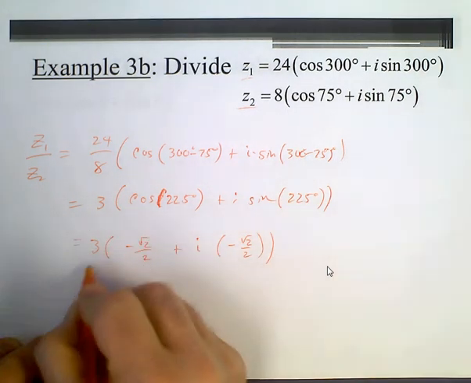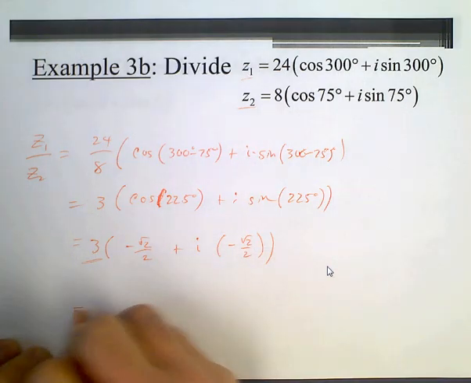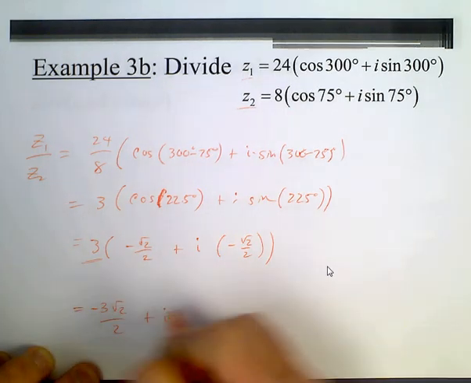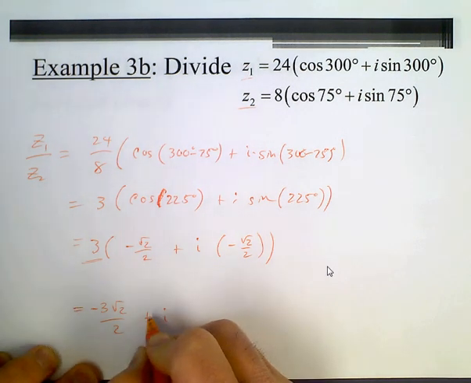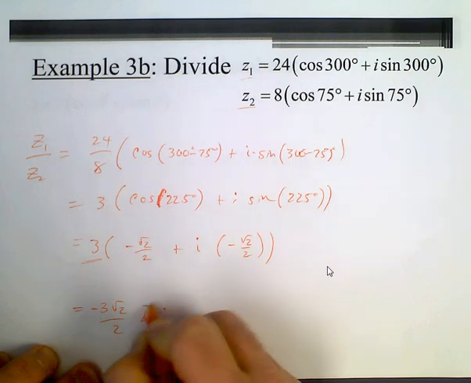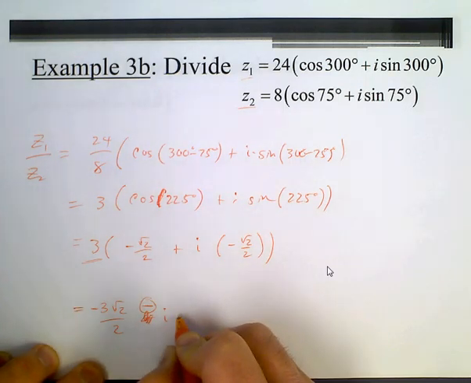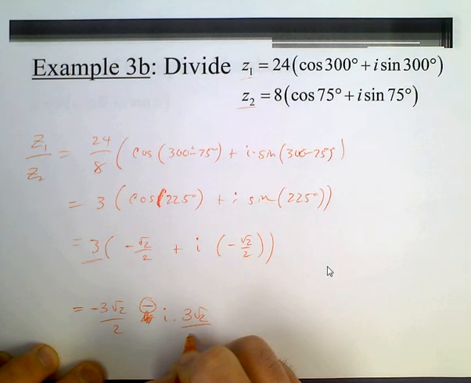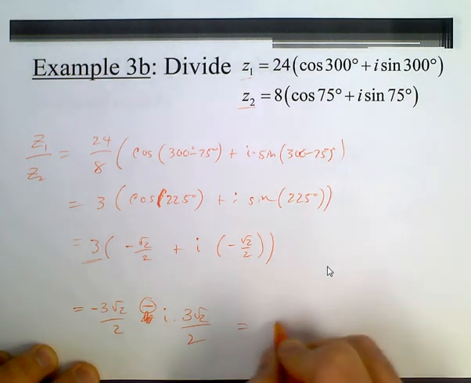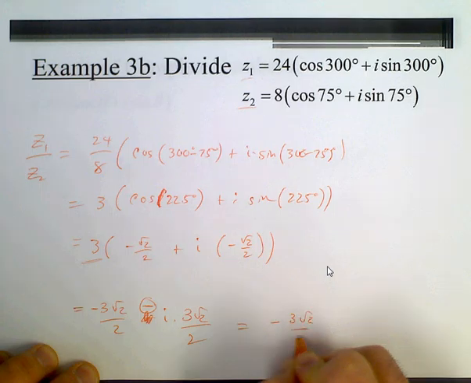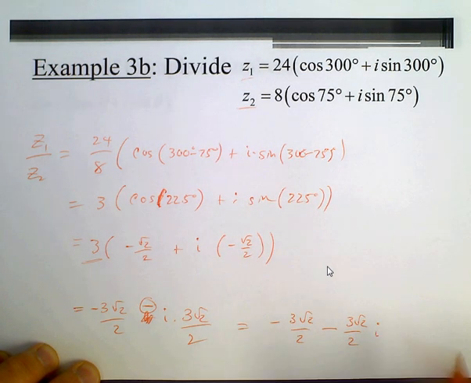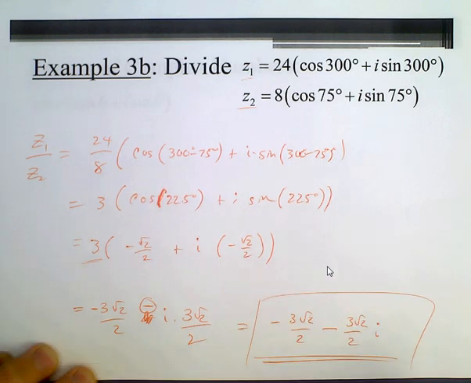And distribute this value on the outside into there, and you get your quotient, -3 radical 2 over 2 plus i. Oh, minus, actually, we're going to do minus i times 3 radical 2. Let's write this a little nicer. This is going to be -3 radical 2 over 2 minus 3 radical 2 i. Something like that. And there is your quotient.